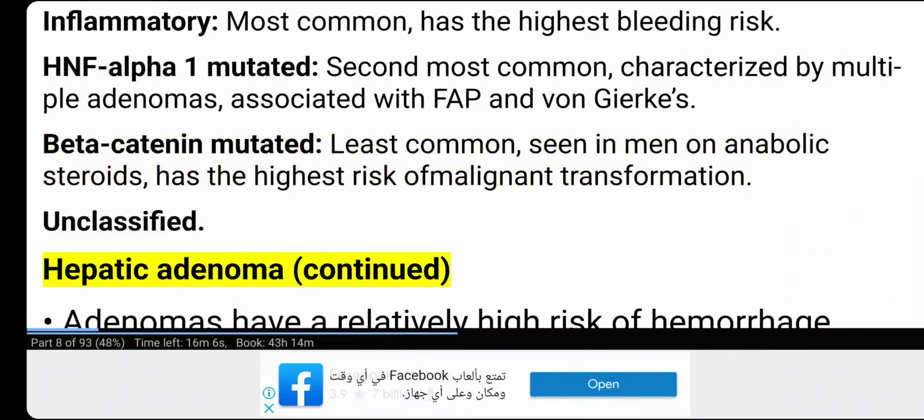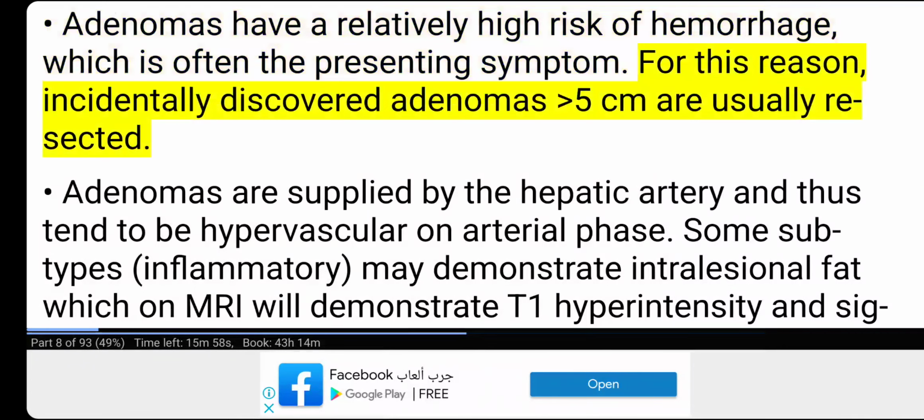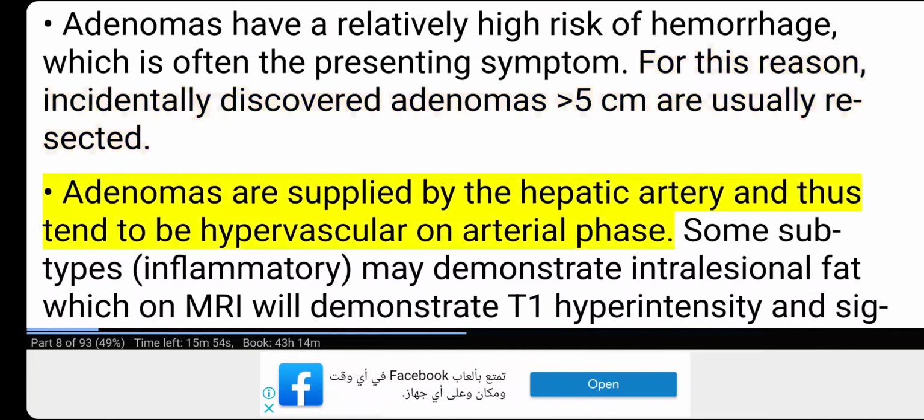Unclassified. Hepatic adenoma continued. Adenoma have a relatively high risk of hemorrhage, which is often the presenting symptom. For this reason, incidentally discovered adenoma greater than 5 cm are usually resected. Adenoma are supplied by the hepatic artery and thus tend to be hypervascular on arterial phase.